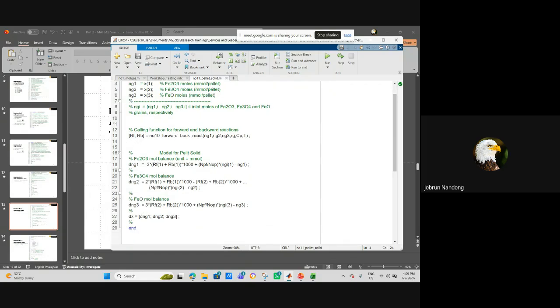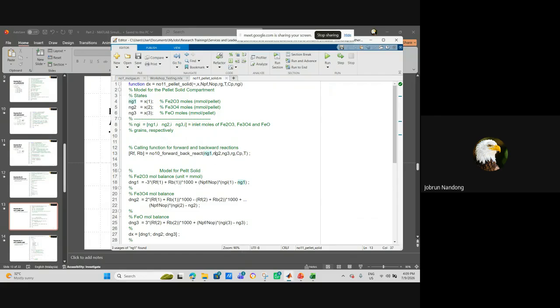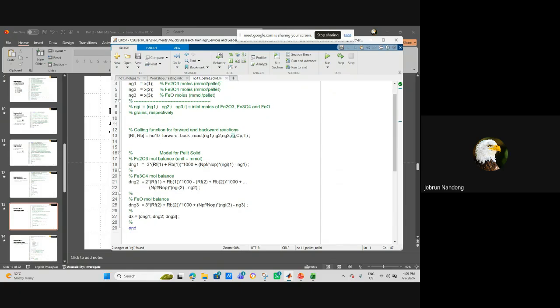Then here we need to call a function before. We need to call that function for the forward and backward reaction. Make sure it's available. NG1, NG2 are from there, NG3 from there. RG is directly from the input that you specify. CP is from the input. P is again from the input there. These three things are from the state itself. So that's fine. After that, you can write the model for the solid for the pellet.